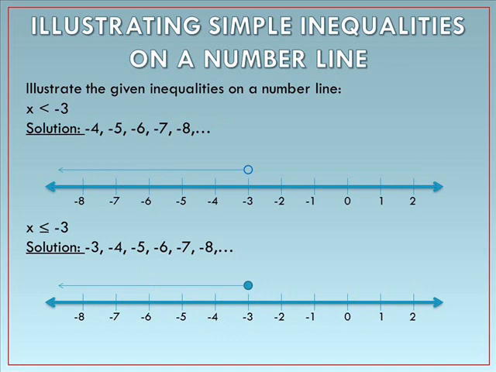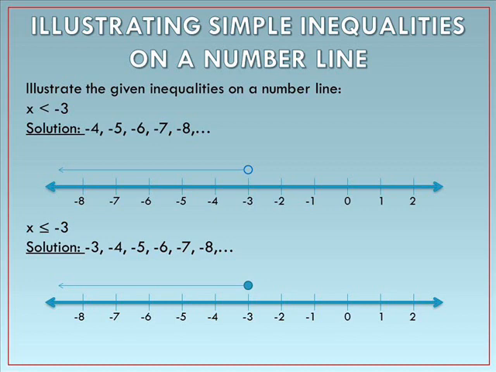The third inequality is x is less than minus 3, and the fourth one is x is less than or equal to minus 3. As we know that the lesser the value of negative numbers, the greater they are considered. Therefore, the numbers less than minus 3 are minus 4, minus 5, minus 6, minus 7, minus 8, and so on. And the numbers less than or equal to minus 3 are minus 3, minus 4, minus 5, minus 6, minus 7, minus 8, and so on.